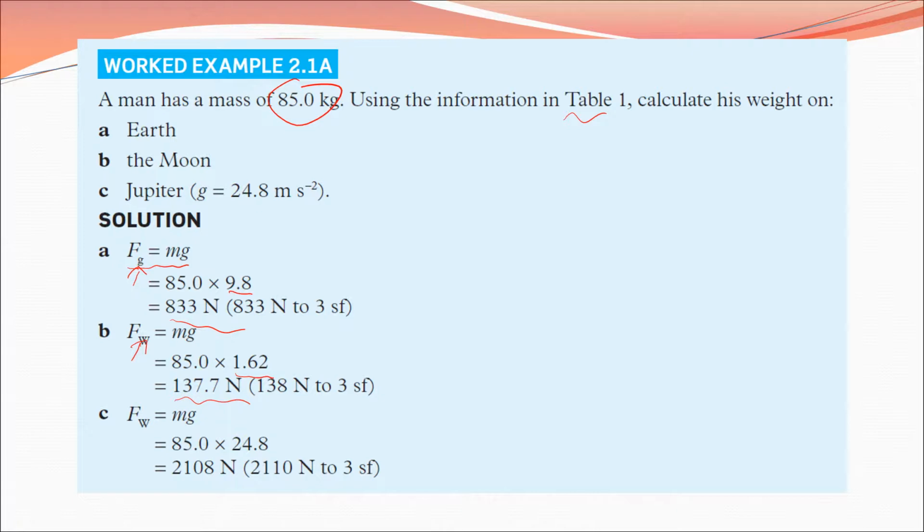And the last one, Jupiter, has a lot more mass than Earth, hence 2,108 newtons. So obviously you have your weight that you feel like you're on Earth. On the moon, you weigh a lot less, hence you can jump a lot higher, things like that. But on Jupiter, it's far more massive, hence you feel like you weigh a lot more.